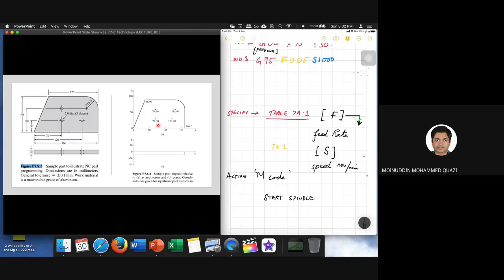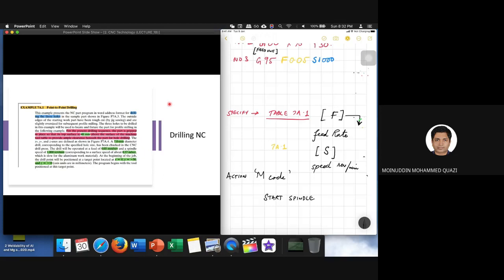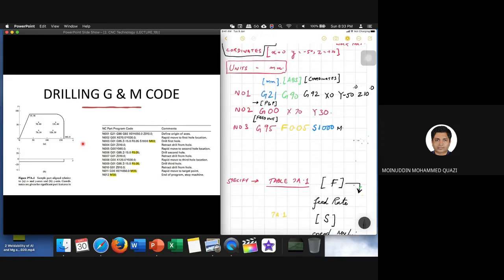M03 and M04. Okay, so M03 or M04, which code should we use? I will go back to the problem and see how we want to start the spindle, clockwise or anti-clockwise. The spindle speed is 1000 revolutions and the direction is not given, so it is not mentioned whether clockwise or anti-clockwise. You can assume any value. For the sake of simplicity, let's assume M03, which is clockwise spindle rotation. So I will go back and start M03.